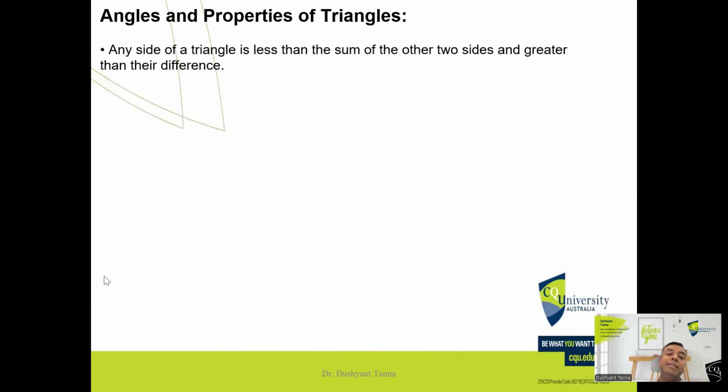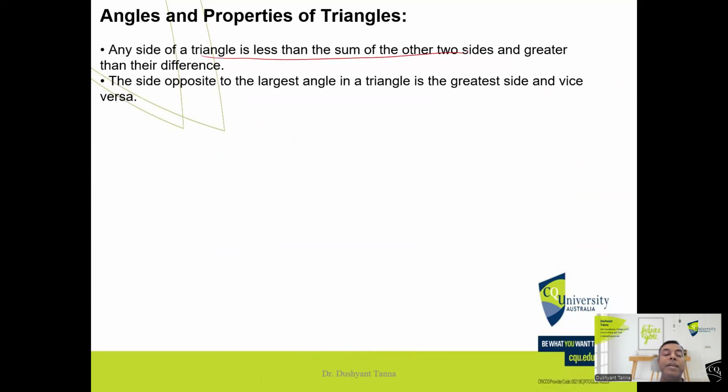Any side of a triangle is less than the sum of the other two sides and greater than their difference. You know what? This is a basic property of a triangle. This is how younger kids verify whether this is a triangle or not. Any side is less than the sum of the other two and greater than their difference. The largest angle's corresponding side is the greatest side.